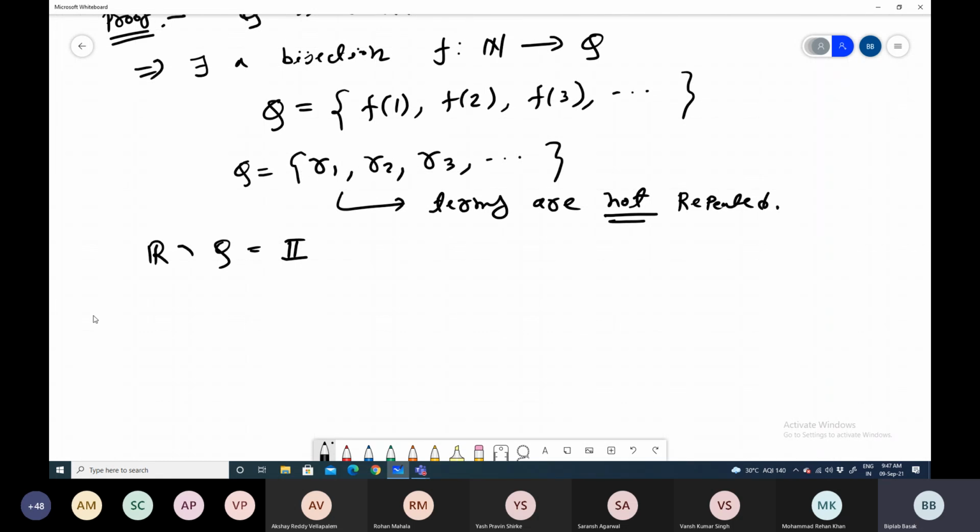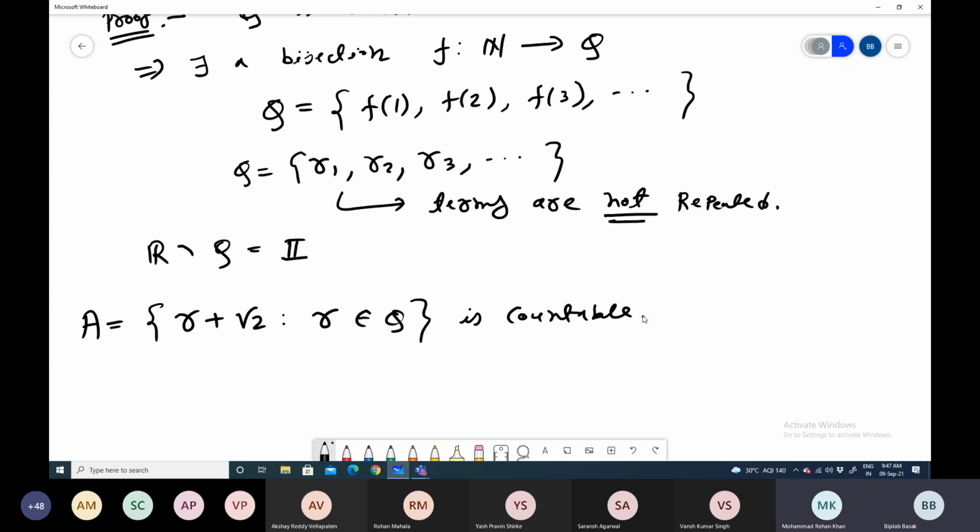Say this is a set A, which is r plus root 2, where r belongs to Q. Say this is my A. Now, can you say that A is countable? Yes, right? So this is countable. Again, why is it countable? Because you can easily find a bijection from this set to Q.